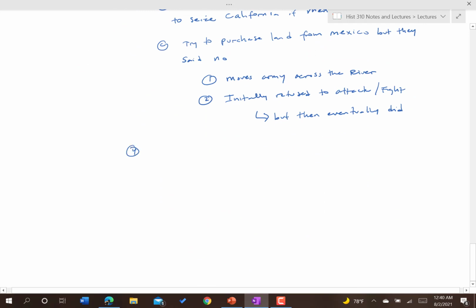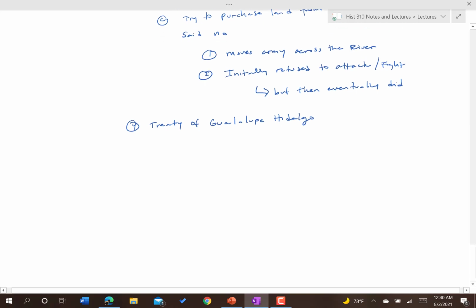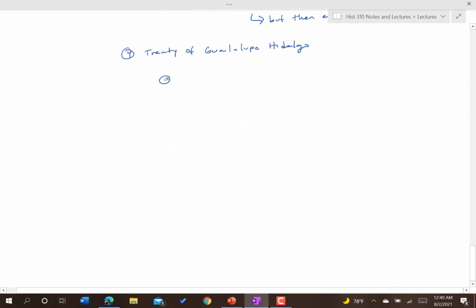So what ultimately happens is the United States wins, and you have the Treaty of Guadalupe Hidalgo. Within this treaty is where we gain the territory, which creates a lot of the sectional crisis. How do we bring it all back to the sectional crisis that we're talking about? It's this: Mexico agrees to cede California and New Mexico to the U.S.